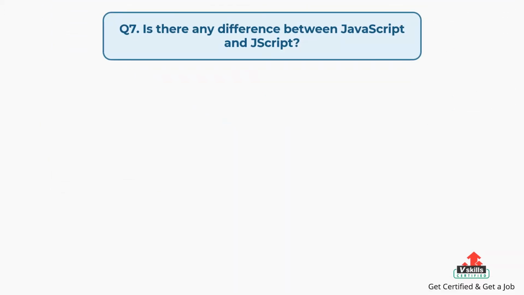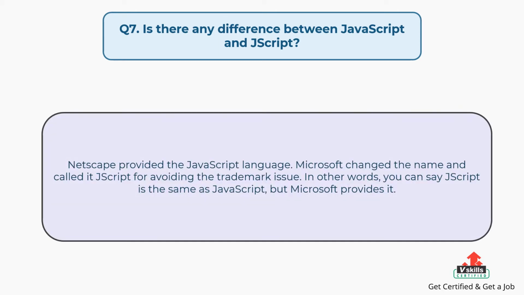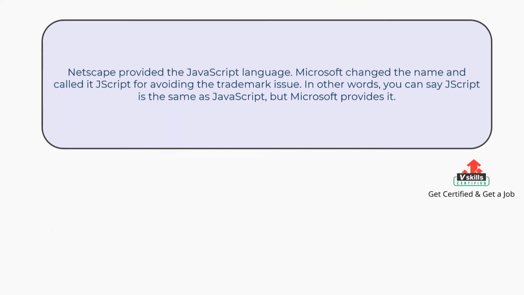Question number 7. Is there any difference between JavaScript and JScript? The answer is: Netscape provided the JavaScript language. Microsoft changed the name and called it JScript for avoiding the trademark issue. In other words, you can say JScript is the same as JavaScript, but Microsoft provides it.